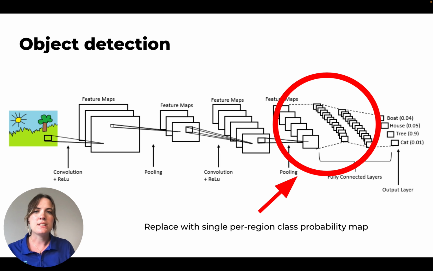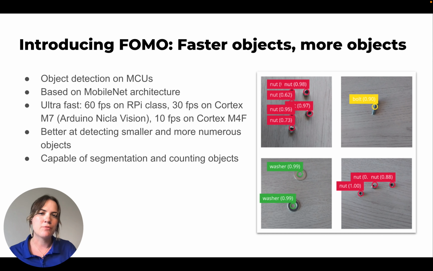FOMO essentially takes a traditional object detection algorithm and removes these fully connected layers and replaces them with a single per region map. This single per region processing map is much simpler and it works very similar to image classification, but you can still find the location of the object in the image, but not necessarily its size. So in comes FOMO, or Faster Objects, More Objects.